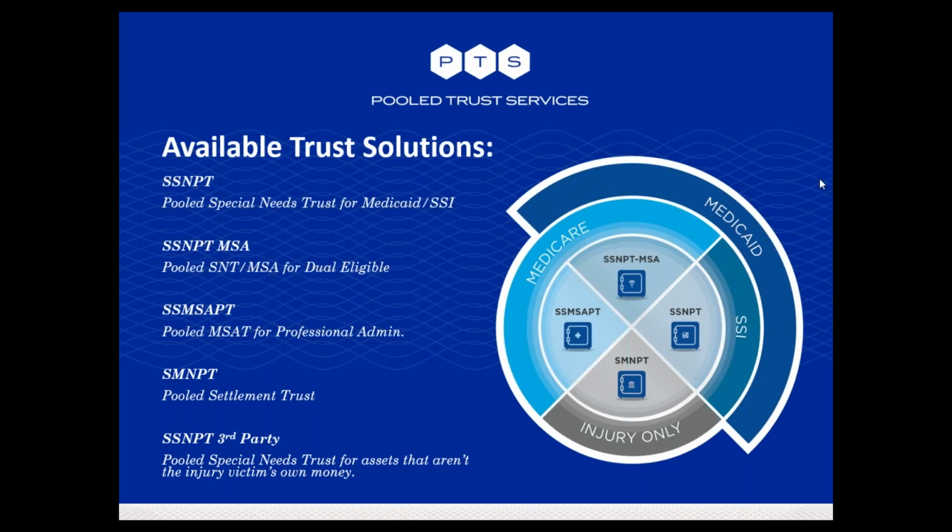If they're injured only but not on Medicare and Medicaid and just want spendthrift protection, that's where the management trust comes into play. We utilize that for guardianship cases, or cases where we can buy healthcare coverage because we're not concerned with the long-term care benefits that Medicaid provides, and we can just buy direct healthcare coverage. That's where that trust is really useful.